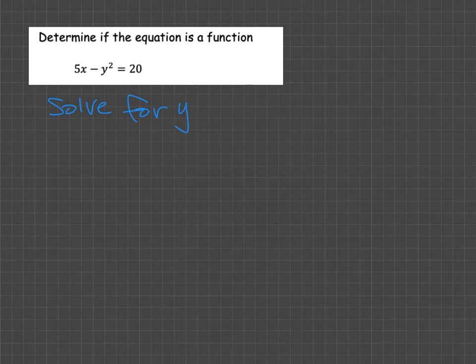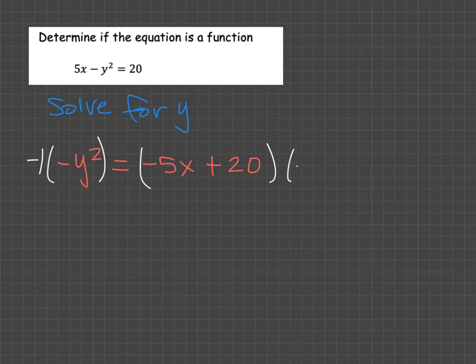So to solve for y here, we are going to subtract 5x from both sides. So we get negative y squared equals negative 5x plus 20. And then we want that to be positive. So if we just multiply everything by a negative 1, both sides, then we will end up with a positive y squared, and then we're going to change the signs, 5x minus 20. We distribute that negative 1.